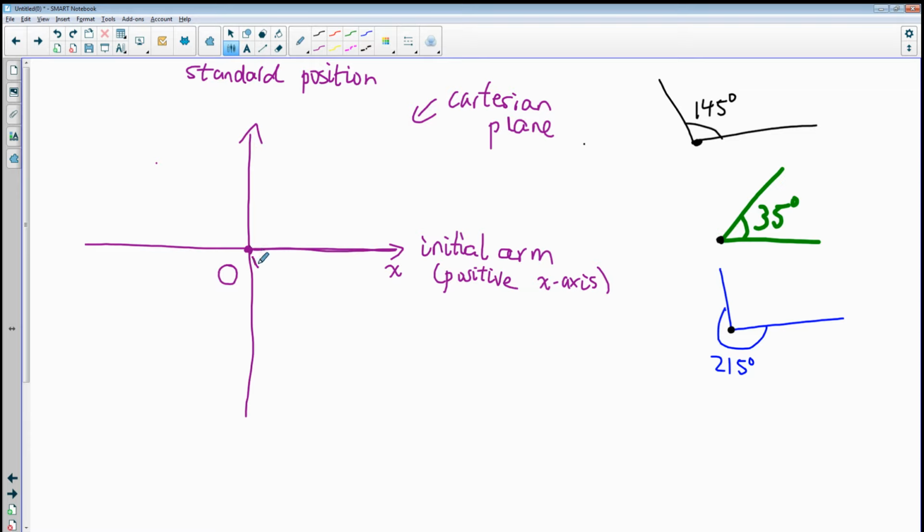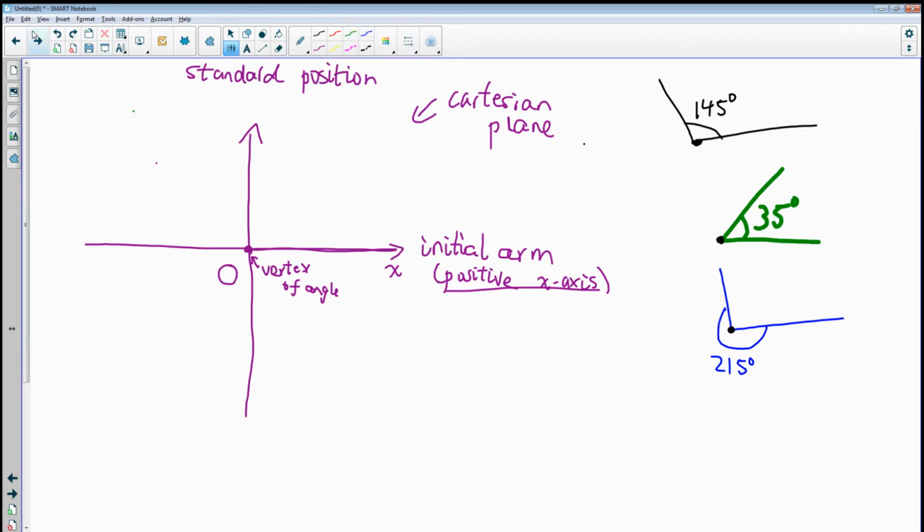So this is going to be the vertex of the angles. Vertex of the angle, right? And the initial arm is always the positive x-axis. Okay, positive x-axis. So what would an angle look like in standard position then on the Cartesian plane?